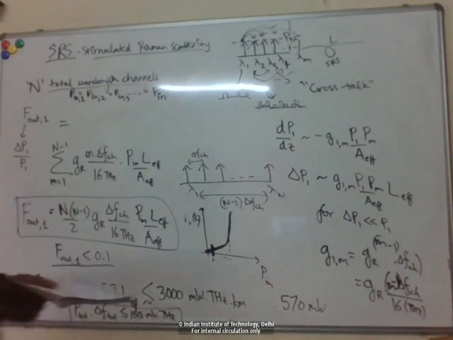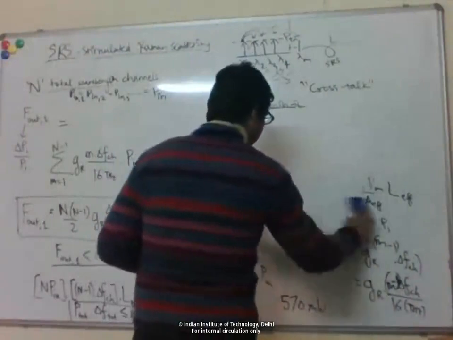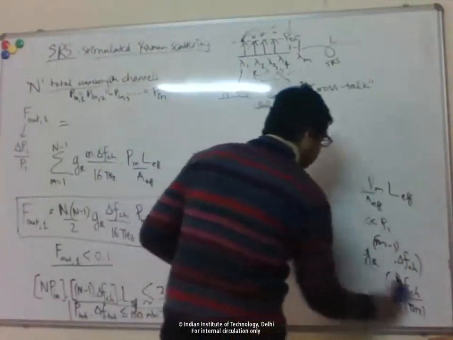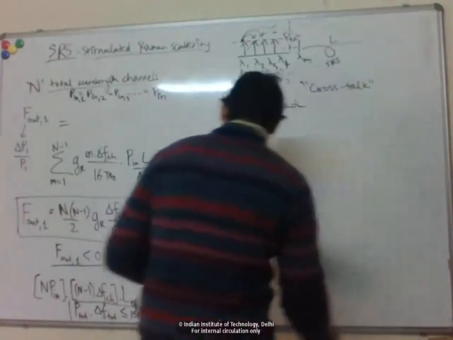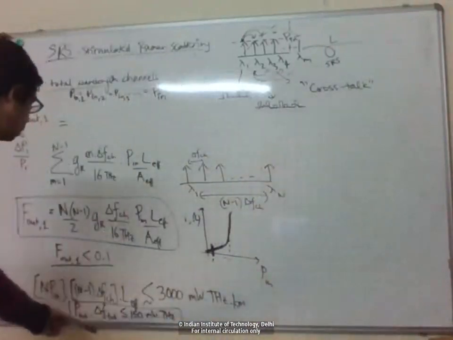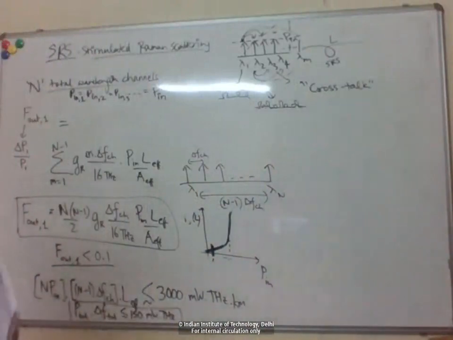Okay, so you can see this graphically more clearly. Right, so this condition I can plot. So the total power times the total bandwidth has to be less than a particular number.